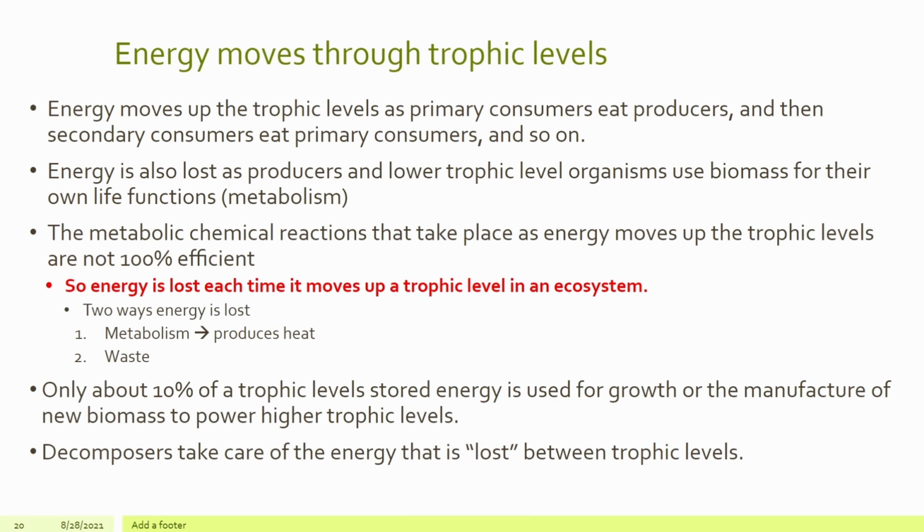And metabolism, or the building and breakdown of products within a human body or other living organisms, is going to produce heat. And also some of that energy is lost as indigestible waste. So again, only about 10% of a trophic level's stored energy is used for growth or the manufacturing of new biomass to power the higher trophic levels. And then anything left over at the end of food chains or food webs, decomposers are going to take care of that. And even though that energy that we think of as lost is not going to move up the trophic scale, it can eventually be cycled back in either to the ecosystem or back into living things via decomposers.